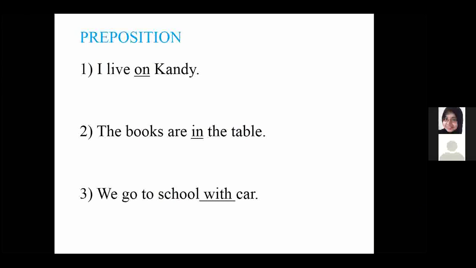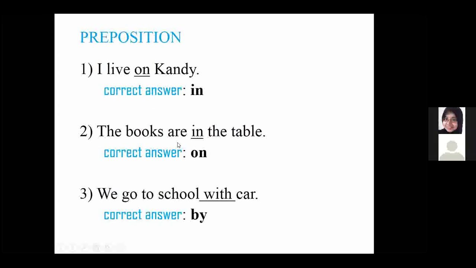Next, we go to school with car. Yes, car is a vehicle. So normally when we express our mode of transport, we use I go by bicycle, I go by bike, I go by bus, or if we walk only, we say I go on foot. So here we go to school with car. Is with correct? No, with is not correct. I think you all know that the correct one is we go to school by car. So by car is the correct answer.